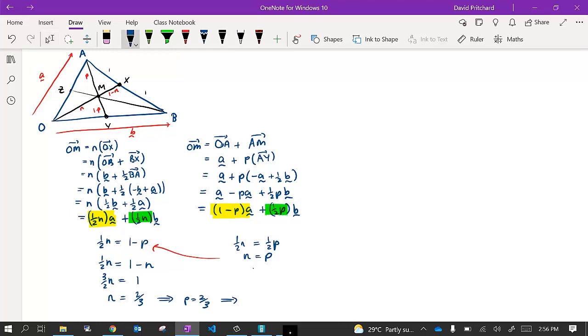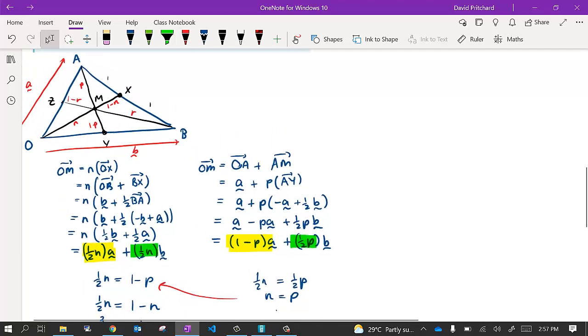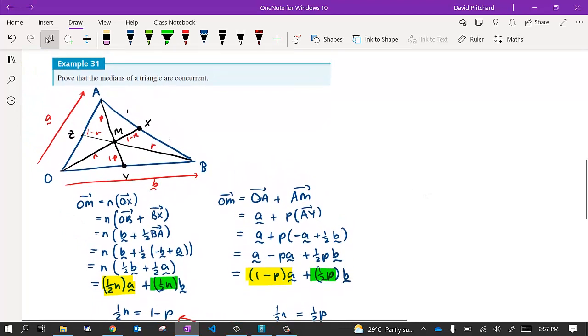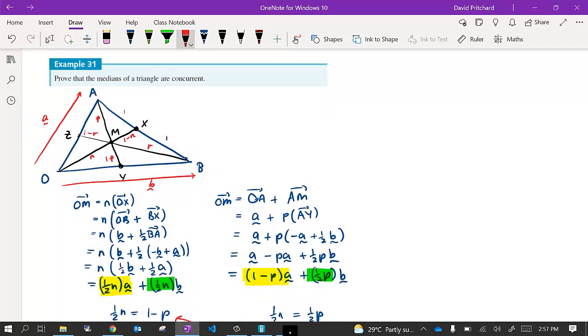And due to symmetry, if we have n is 2/3, p is 2/3, and it follows that our third ratio, and we never named that, so let's call it r. So we'll say this is r and 1 take r. We'll say that our third ratio is also 2/3. Now this combined tells us that those medians are concurrent. They do have an intersection at what we call the centroid of the triangle.